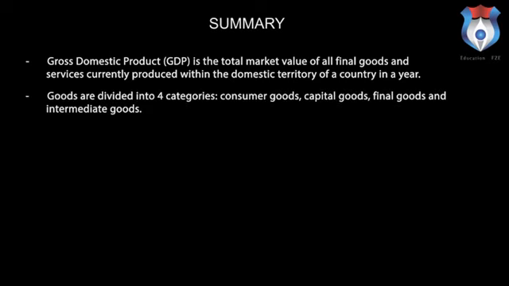Now, in the end, let us summarize what we have learned in this lecture. Gross domestic product (GDP) is the total market value of all final goods and services currently produced within the domestic territory of a country in a year. Goods are divided into 4 categories: consumer goods, capital goods, final goods, and intermediate goods.